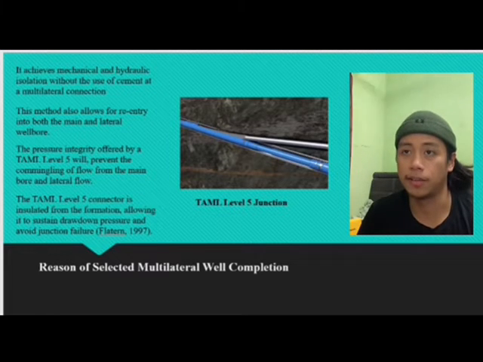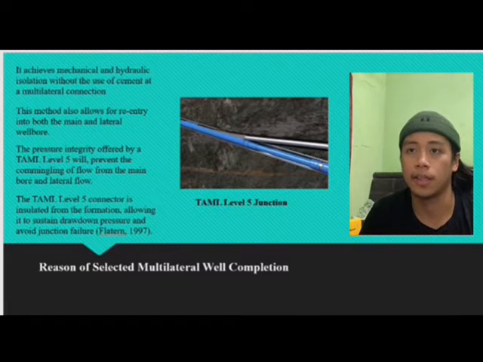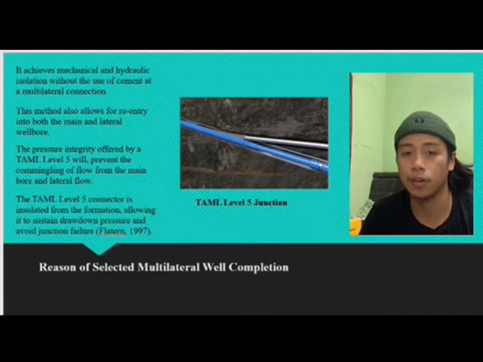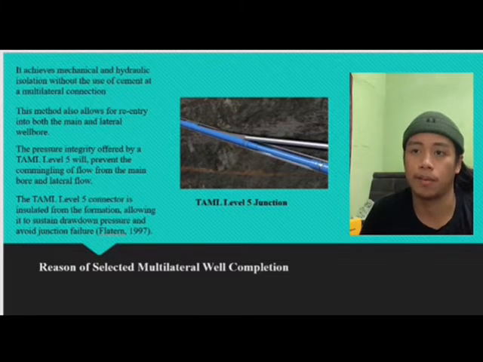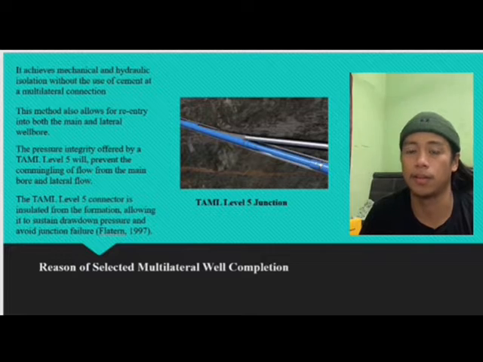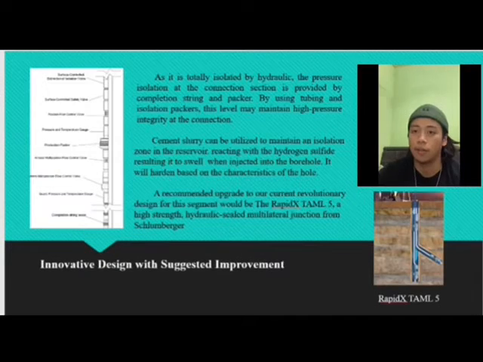Also, the pressure integrity offered by a TAML level 5 will prevent the commingling of the flow from the main bore and lateral flow. The TAML level 5 connector is insulated from the formation, allowing it to sustain drawdown pressure and avoid junction failure. The reserve recovery will grow and the well's output will improve. Based on these benefits, TAML level 5 is definitely the best multilateral well completion strategy. Next would be the innovative design with suggested improvement.